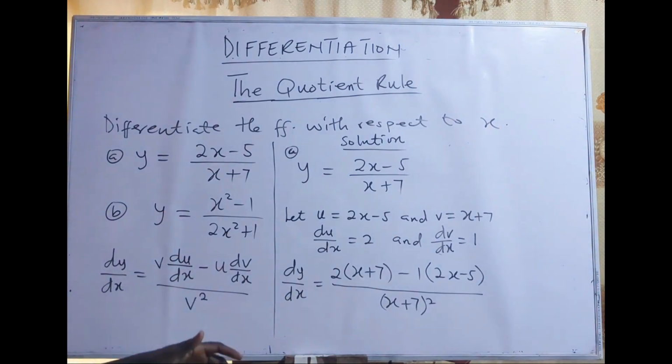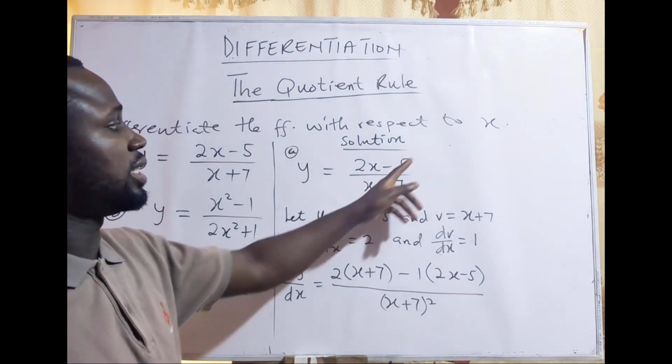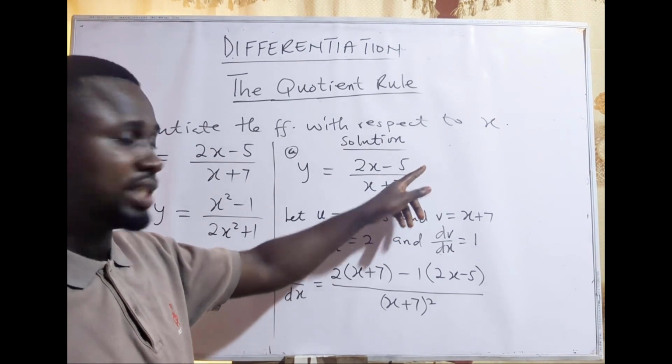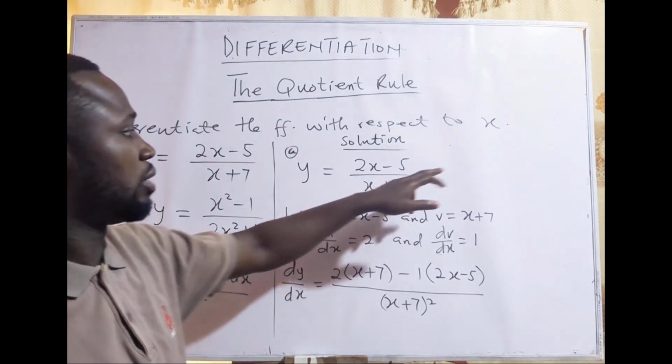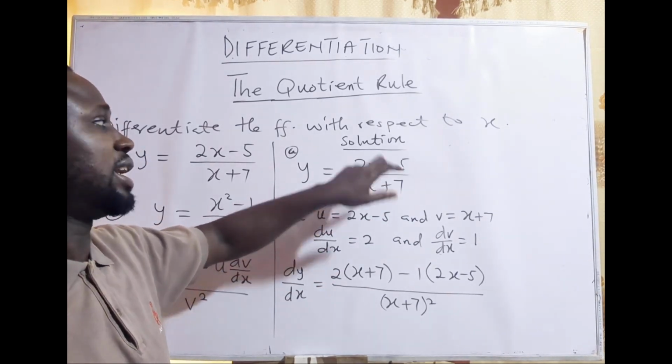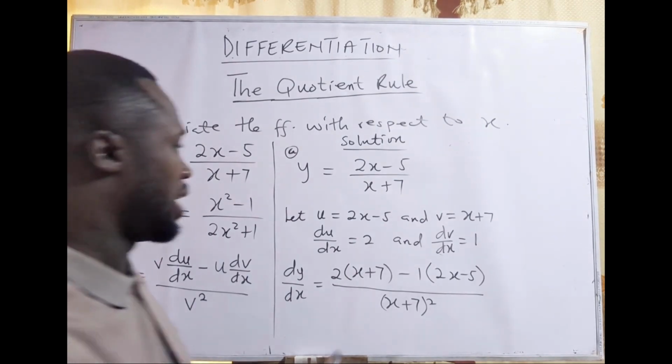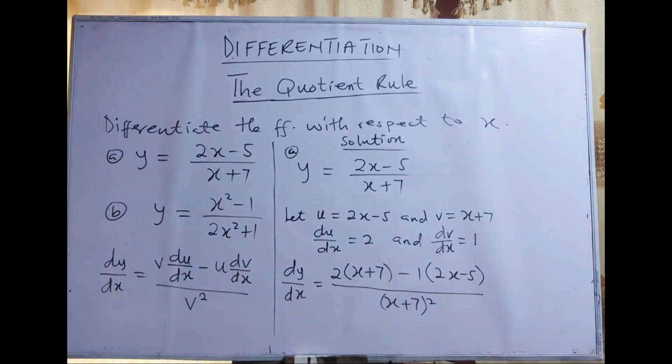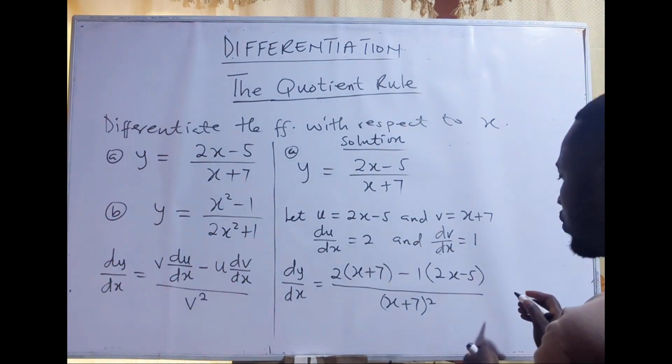But what you have to understand, the quotient rule: differentiate the numerator first, multiply by the denominator, minus differentiate the denominator, multiply by the numerator, then you square the denominator. That is the quotient rule. So here, what are we going to have?